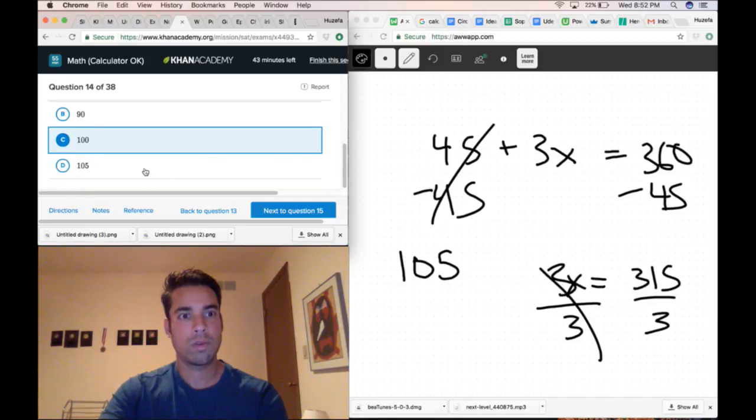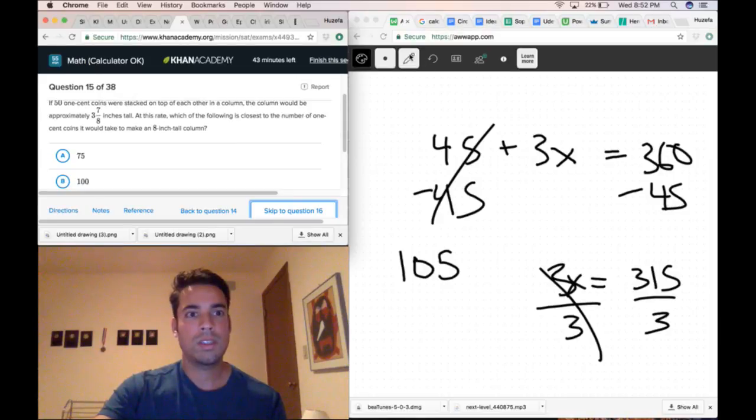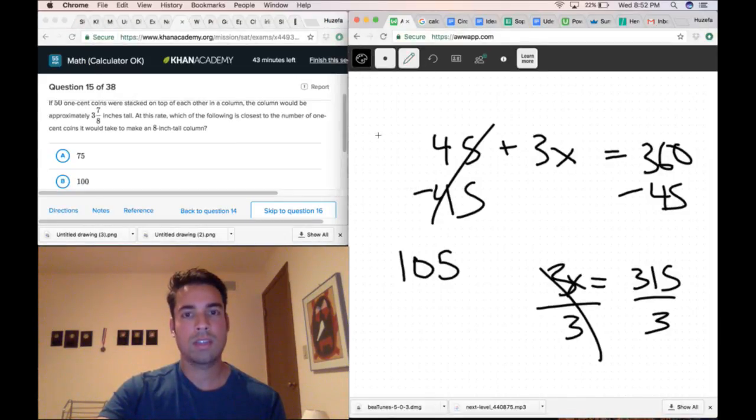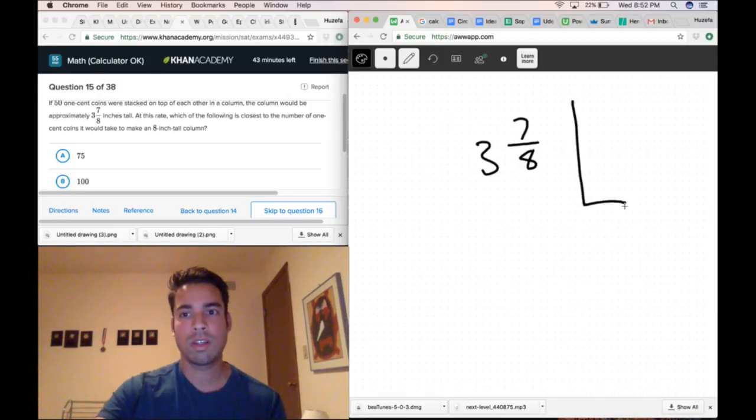Not 100, 105. There we go. If 51-cent coins were stacked on top of each other in a column, the column would be approximately 3 and 7/8 inches. Okay, so I'll just write it like this.